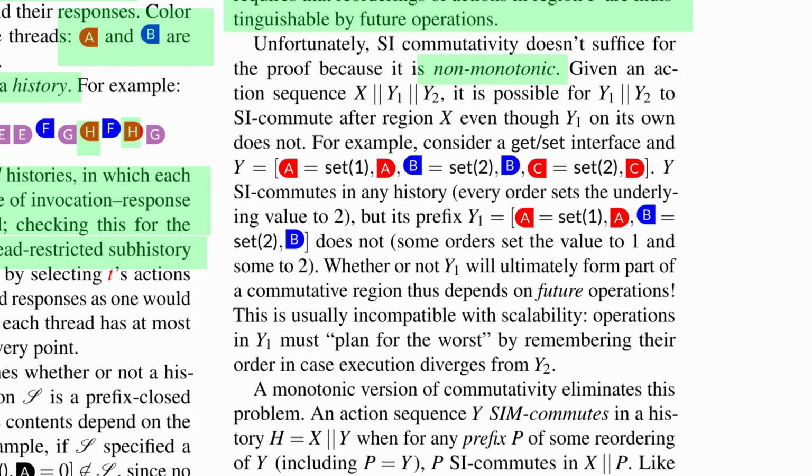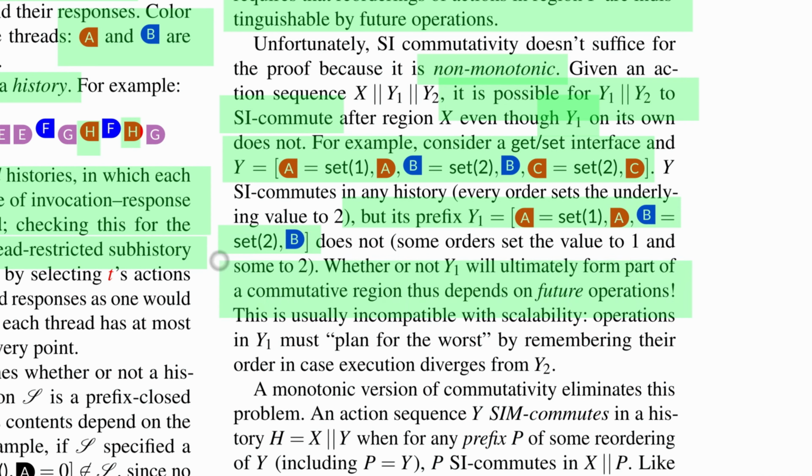It is still possible for a sequence y1, y2 to be SI commutative, even if the prefix y1 on its own does not. If you look at, for example, this sequence where the red thread sets a value to 1 and then 2, and the blue thread simply sets a value to 2, no matter how you reorder this, the value will end up being set to true. So this entire sequence is SI commutative. But if you look simply at its prefix with A and B, it is not commutative.